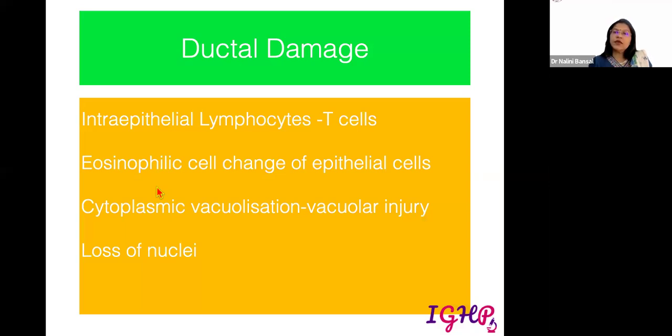Now, moving on to the second component, and that is ductal damage. Once we have identified the infiltrate, we are going to see whether this infiltrate is causing any injury to the duct.